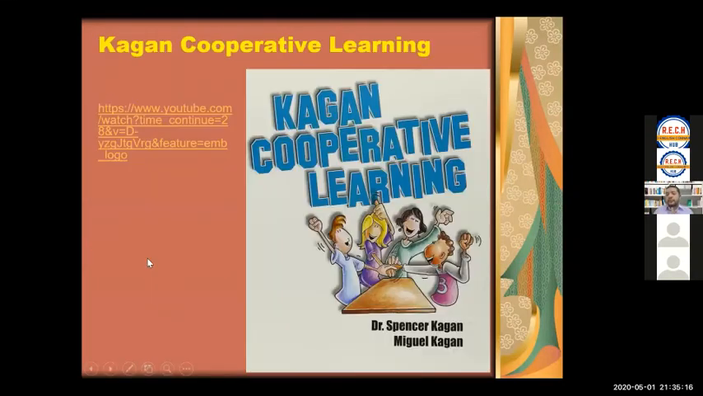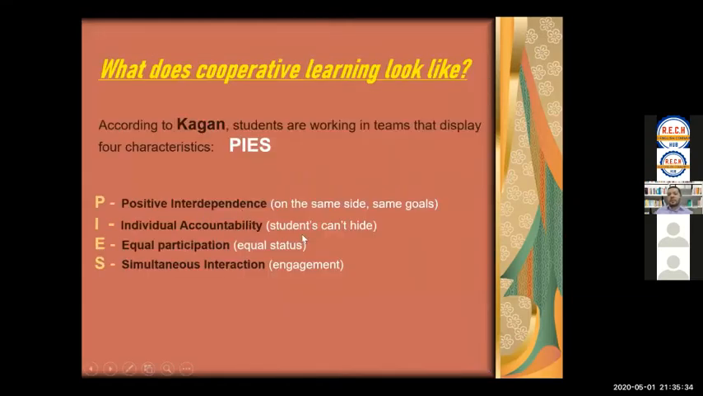Now let's move to Kagan. Kagan should be the main theorist that we talk about today. Okay, there is no time to watch this video, but I'm going to send you the link once we finish. Based on the video, Kagan in 2009, in his book, he said that there are 4 conditions that we have to satisfy to say that this is a cooperative learning activity.